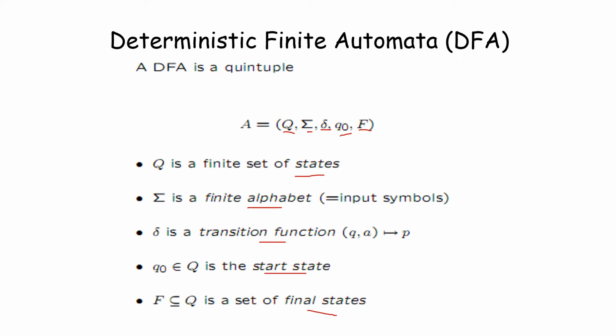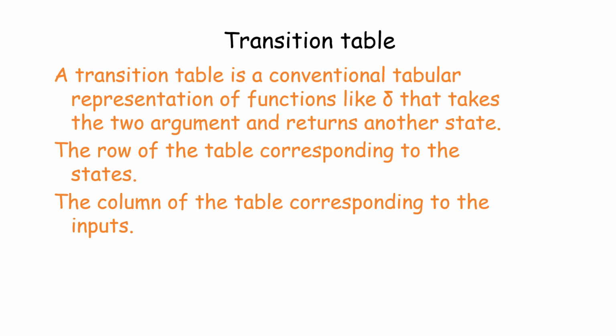In the delta function we have the state and the inputs, and what change is going to happen, in which state it is going to be reached, that is the representation of P. Now we will see the important thing, that is the transition table. The transition table is the conventional tabular representation of the transition function, which takes two arguments and returns another state.